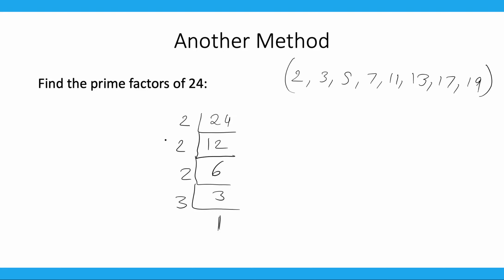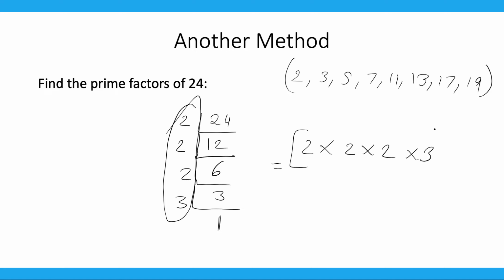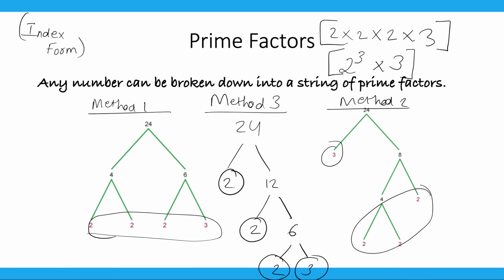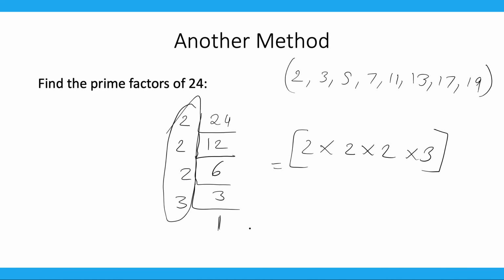And now once we've come to 1, all of these are our prime factors. So we would write them out as 2 multiplied by 2 multiplied by 2 multiplied by 3. And as you can see, that is the same as what we worked out using these factor trees. Writing this in index form would be 2 cubed multiplied by 3, and that would be our final answer.